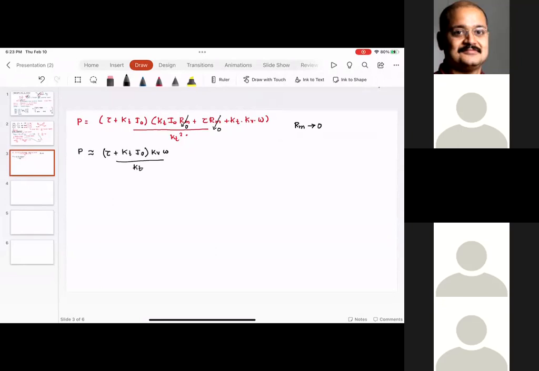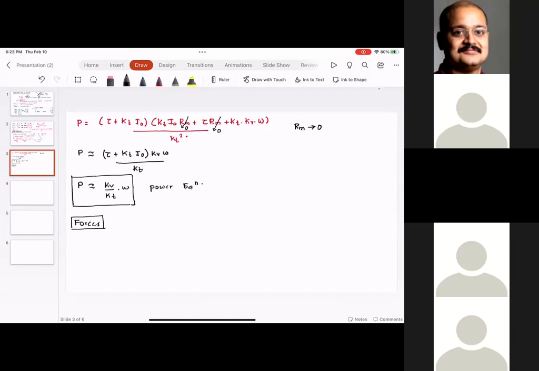What this tells me is power is proportional to Kv by Kt times omega. So this is one expression, which means power drawn by the motor is proportional to speed. This is called the power equation. Now the next equation is, what are the forces acting? So what are the forces?